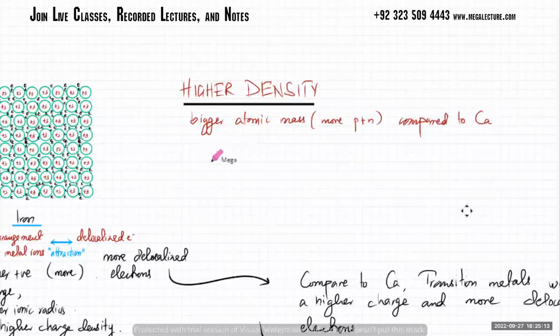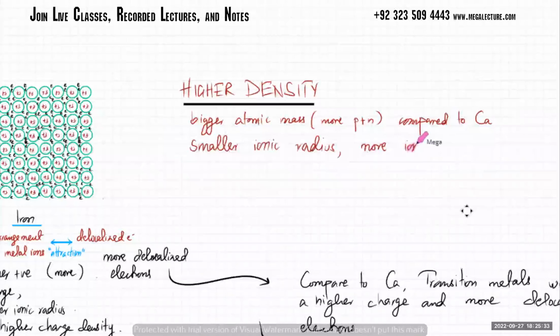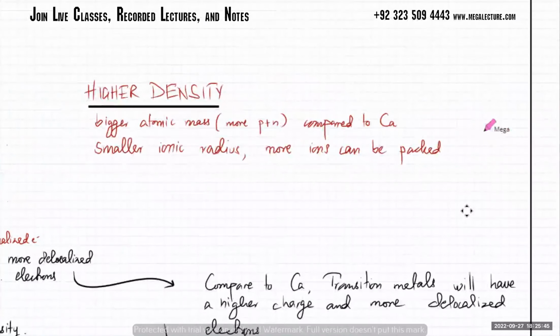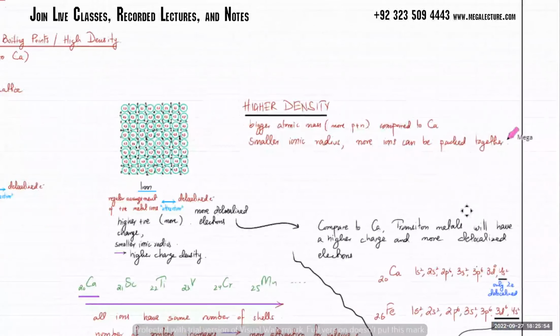Secondly, you've got a smaller ionic radius as well. Because you've got more protons and the same number of shells, the electrons are pulled closer, so you get a smaller ionic radius. So more ions can be packed together. Hence, the end result is that you've got a huge difference in density. More ions can be packed together, so that's why they're going to have higher density as well.